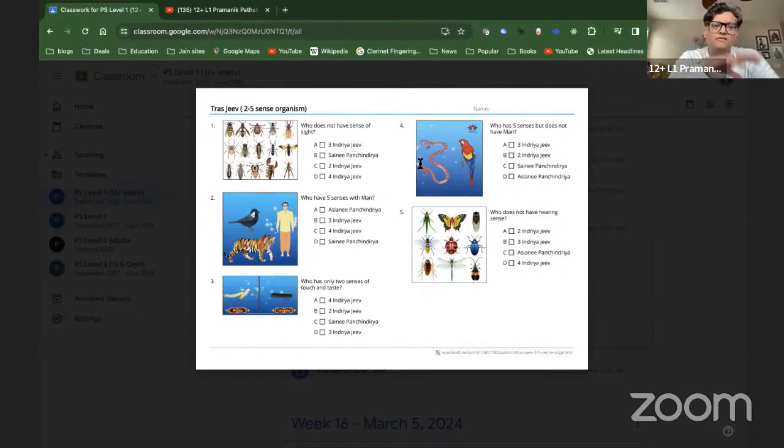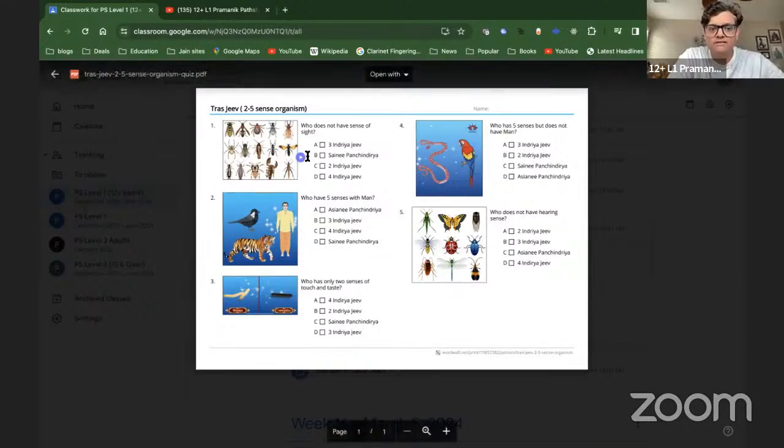You can see bugs, caterpillars, insects, reptiles, snakes, everything covered, your tiger, lion, pigeon, birds, everyone, all of them can move, including human beings. They all can move on their own, right? That's why they are called Thrust Jeeves. Thrust Jeeves are those jeeves that have two to five sense organisms and they can move.